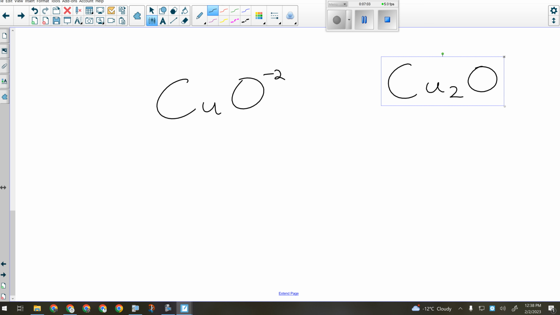The 2+, okay? Because there's one oxygen and one copper. And the oxygen, we already know, has a -2 charge. The only way this compound ends up having an overall charge of 0 is if this is the copper that's 2+. Okay? So then, when I write the name of this stuff, it would be copper 2, so a little subscript Roman numeral 2, okay, oxide.